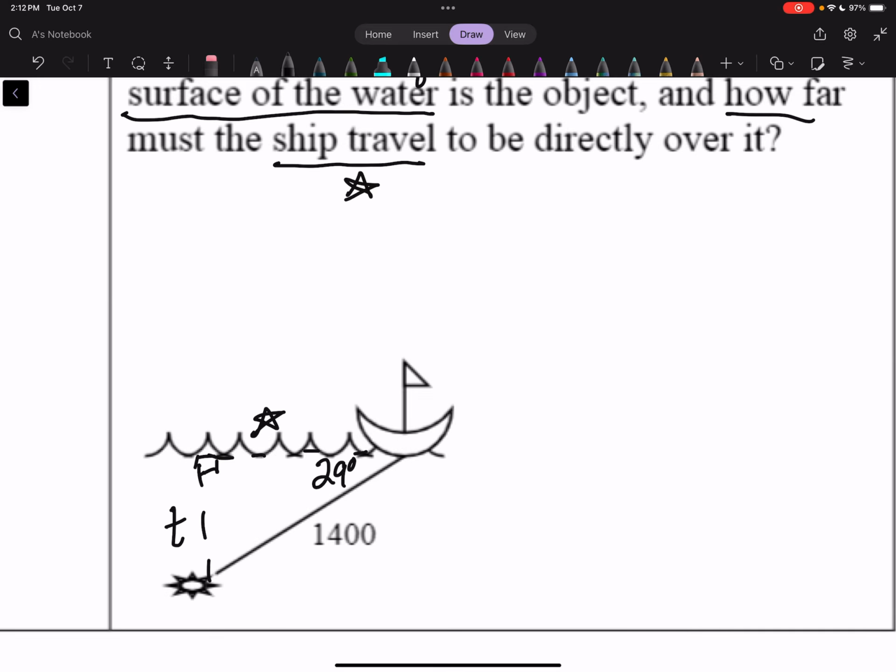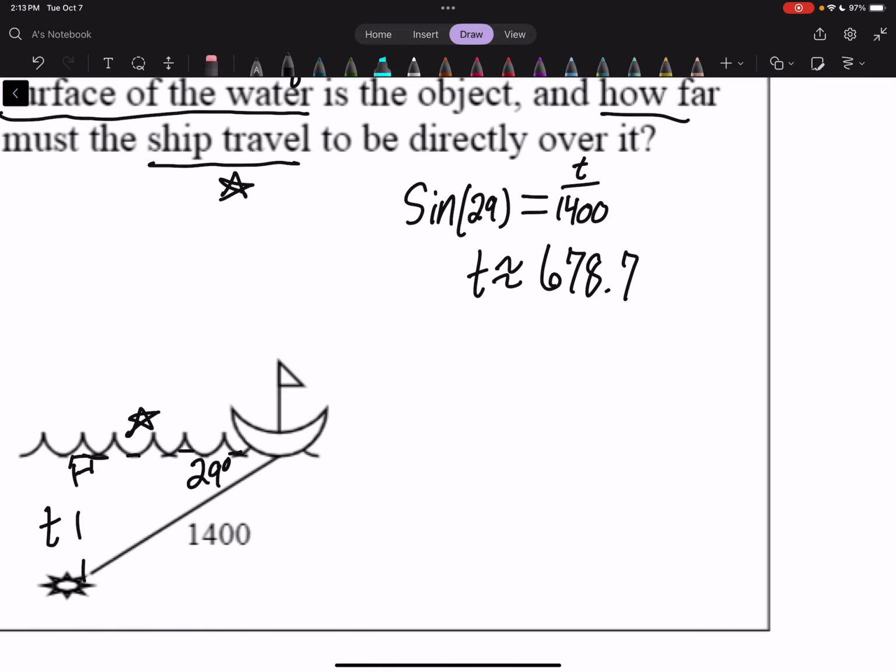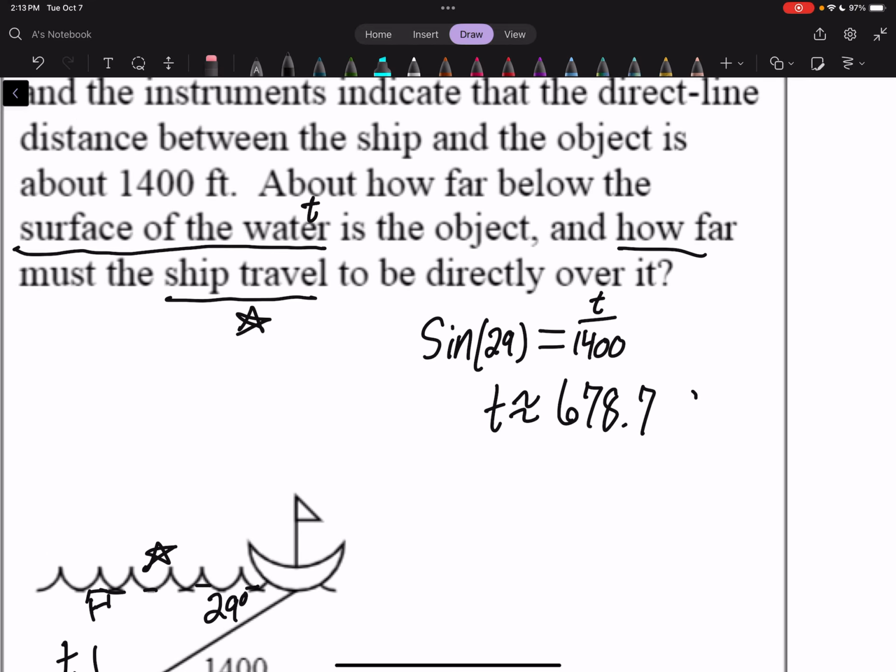All right. I have opposite over hypotenuse and adjacent over hypotenuse. I'm using sine and cosine. To find the length of the depth, I need to use my sine function. Sine of 29 degrees is equal to my depth over 1,400. Therefore, T will be approximately 678.7 feet. Yep, feet deep.